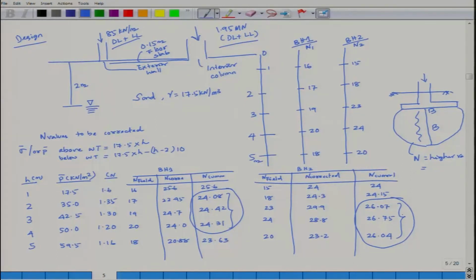Here the values are quite consistent and the same: it is 24.08, 24.42, 24.31, and here it is 26.07, 26.75 and 26.04. This is the concept: no assumption about your foundation size as well as the depth. I will assume the depth of the foundation, so that my width of the foundation is such that the pressure bulb intensity should come within this region as well as within this region. Let us start it.